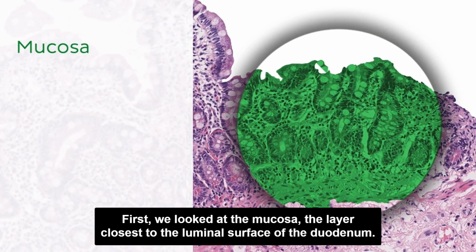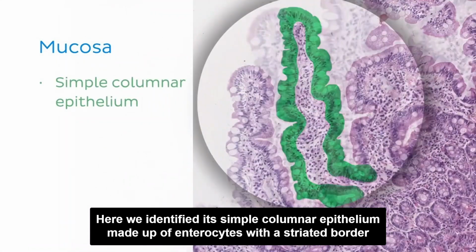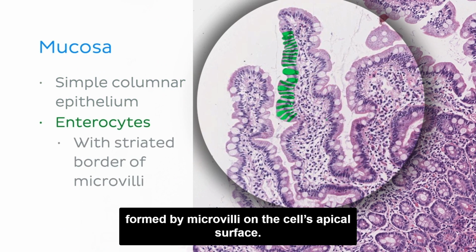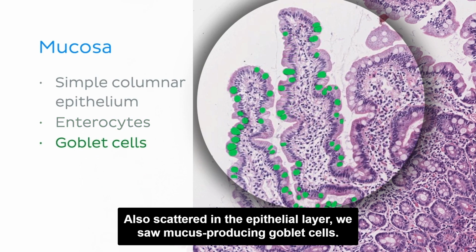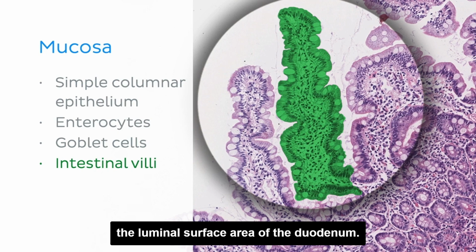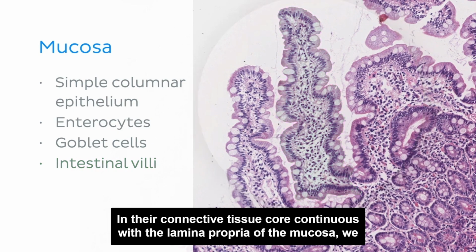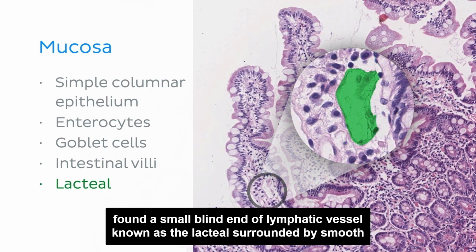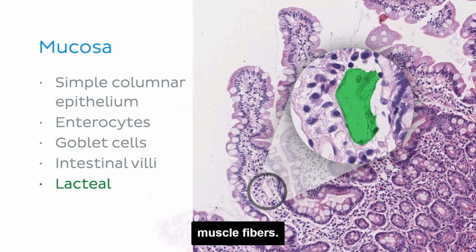First, we looked at the mucosa, the layer closest to the luminal surface of the duodenum. Here we identified its simple columnar epithelium, made up of enterocytes, with a striated border formed by microvilli on the cell's apical surface. Also scattered in the epithelial layer, we saw mucus-producing goblet cells. We also identified these finger-like projections of mucosa known as villi, which help to increase the luminal surface area of the duodenum. In their connective tissue core, continuous with the lamina propria of the mucosa, we found a small blind-ended lymphatic vessel known as the lacteal, surrounded by smooth muscle fibers.